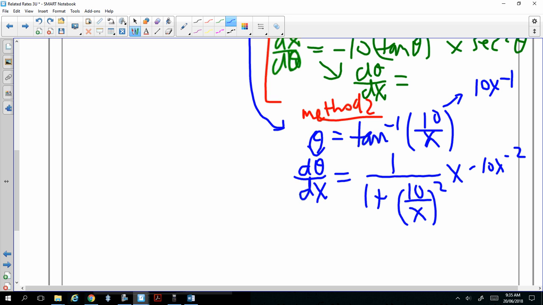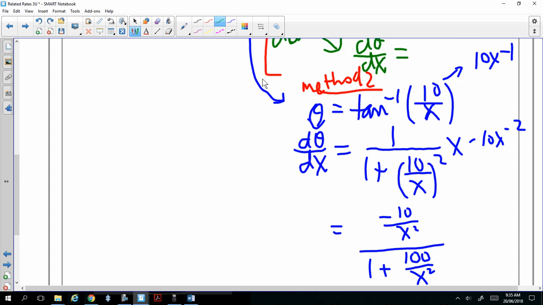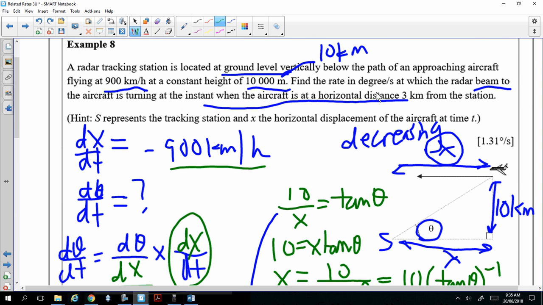And all you have to do, because x is 3 kilometers when it is 3 kilometers from the station, so therefore x is 3. So when x is 3, you can work out. You can just press the button on a calculator. You don't have to worry about simplifying into a very easy form. Just do it on a calculator, see what we get.